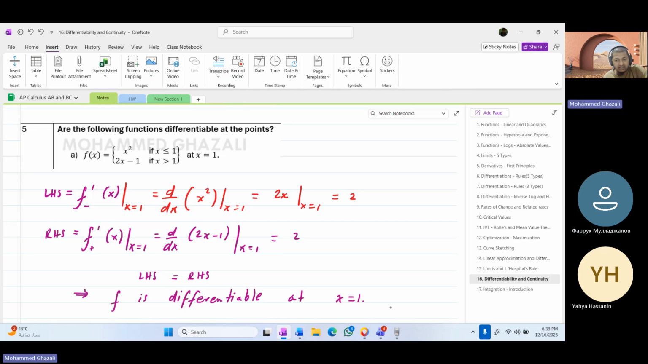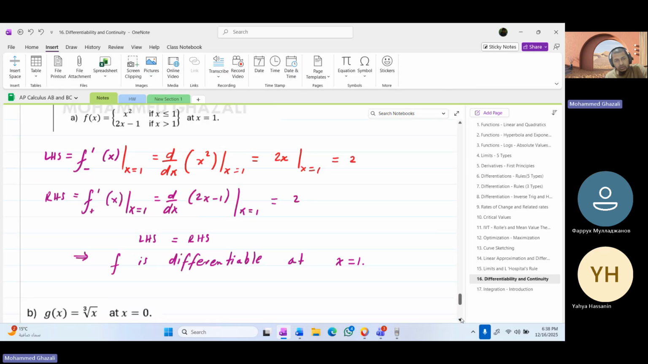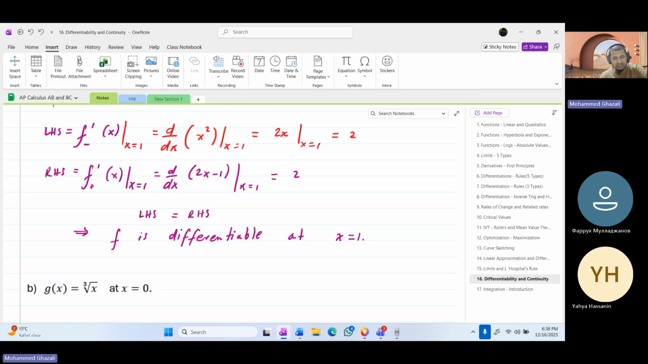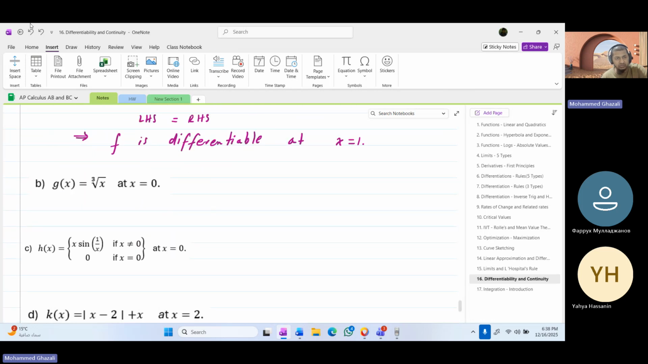If it is differentiable, then it is continuous. We don't need to write that down because they just asked whether it is differentiable. Let's check if this is differentiable at x is equal to 0.